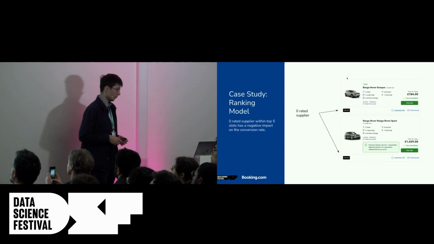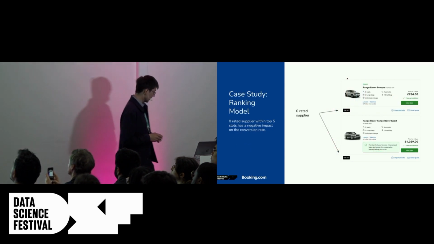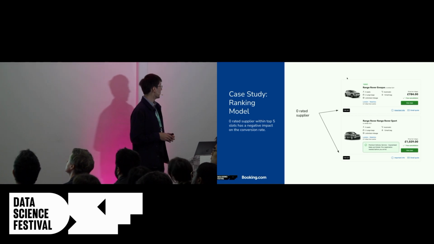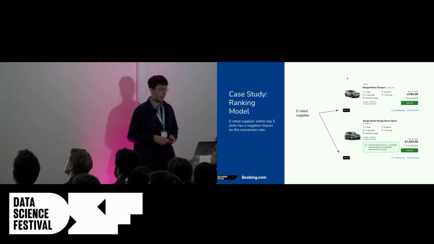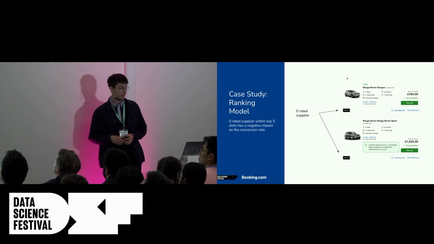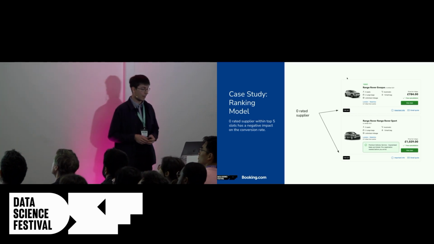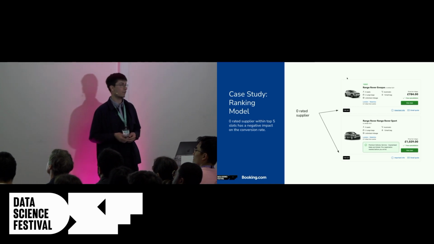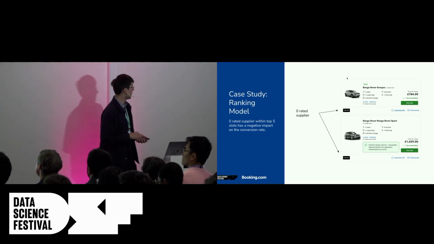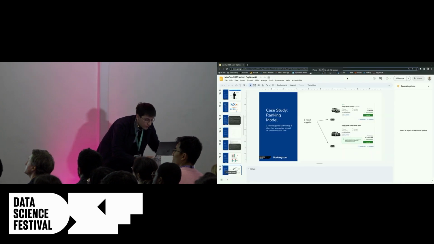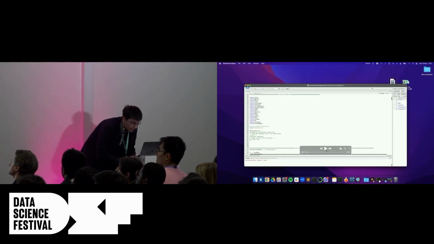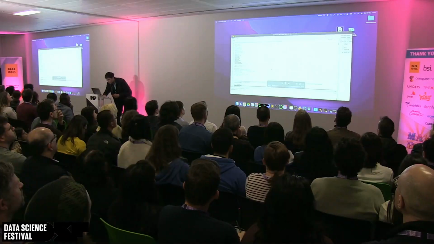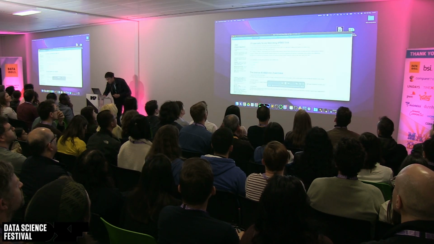And today I wanted to share with you the demo that we have prepared in terms of how we tried to automate this propensity score matching. And this is our case study. We simply wanted to see what is the impact of having a zero-rated supplier within the top 5 slots. So let me just quickly play it here. And we did it based on the Shiny app.